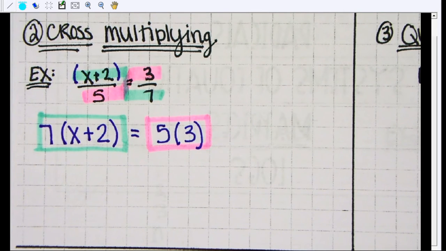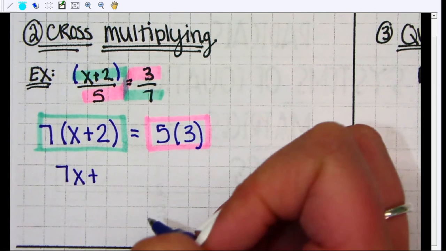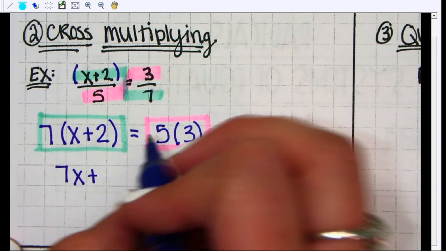It's not going to be 7 times 8 plus 2 over 15. The whole point of cross multiplying is to get rid of the fraction. It puts them on even playing fields. The only time that you can cross multiply is whenever you have two fractions equaling each other. If I have two fractions just in my equation and there's no equal sign, you can't cross multiply.